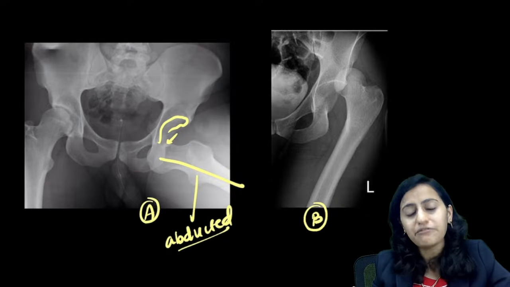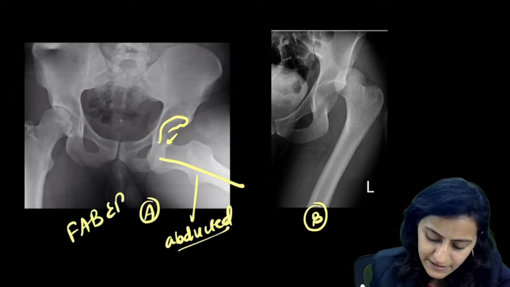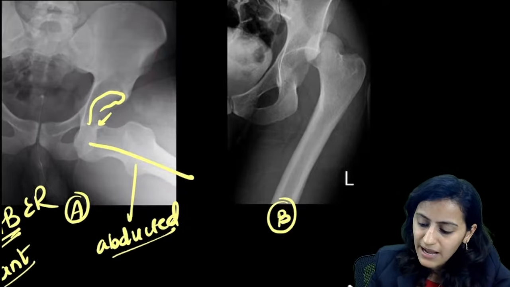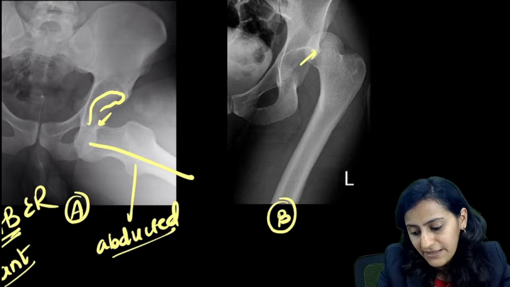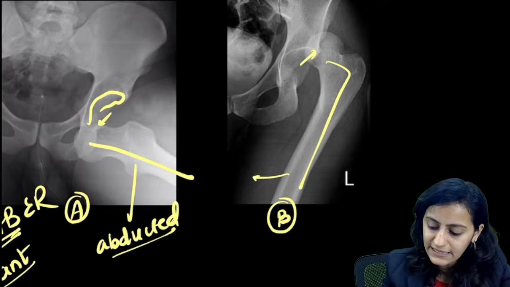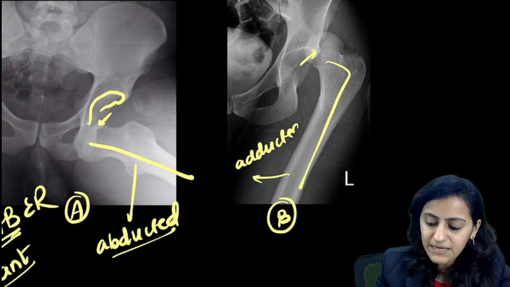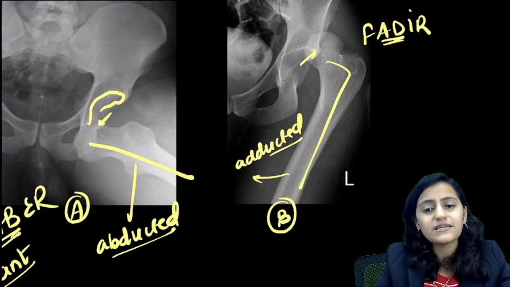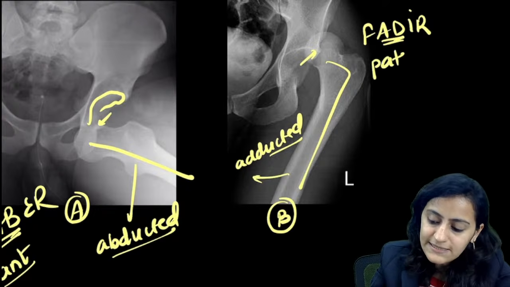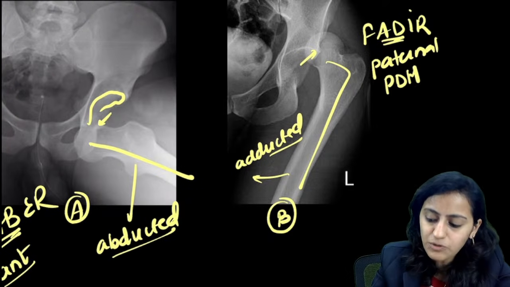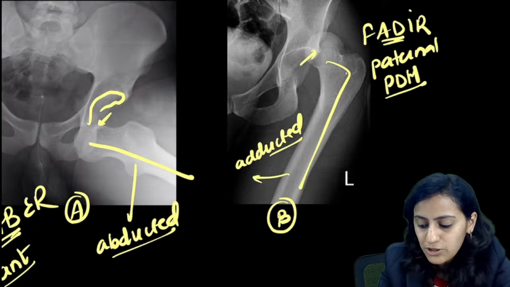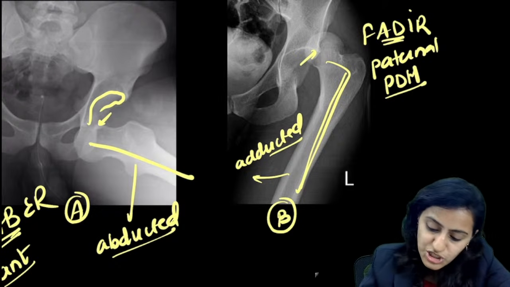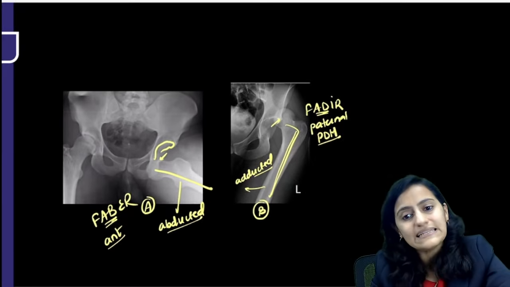So, when you have FABER, FABER is anterior dislocation, abducted. When you have, this is again the dislocation, but the femur is going towards the midline. That means it is adduction. So remember father, adducted position, father is paternal. So remember father paternal, this is posterior dislocation of the hip. So when you have an adducted femur, it is father, that is PDH, posterior dislocation. And when it is abducted, it is anterior dislocation.